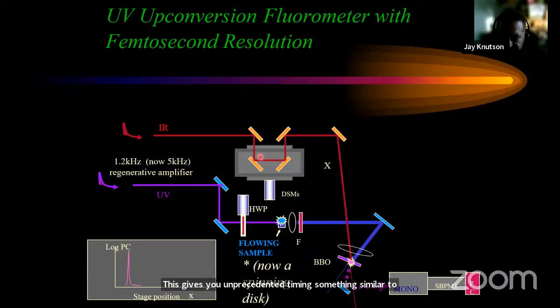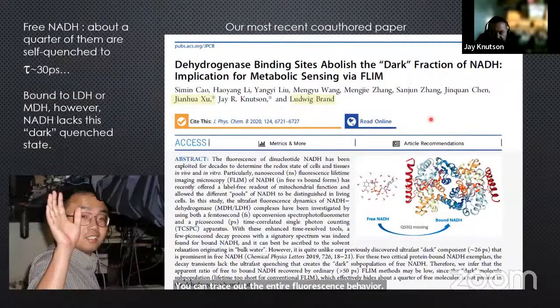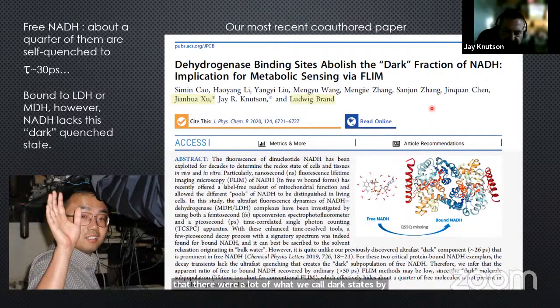And now if you change the delay with a delay stage here with mirrors, you can trace out the entire fluorescence behavior. So what we applied that to is mainly protein work, and we studied tryptophan for a long time, and we found that there were a lot of what we call dark states. By that we mean very fast decay components that consume some of the amplitude, some of the population.